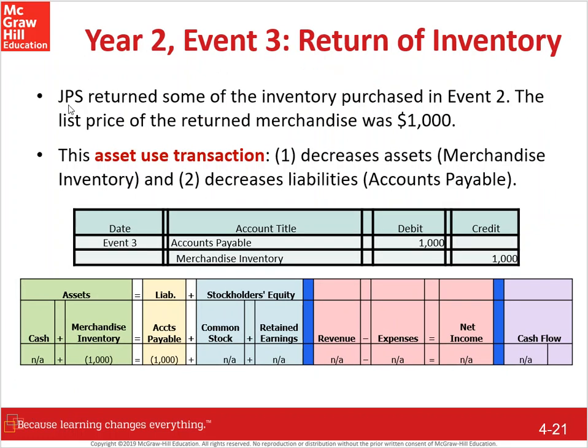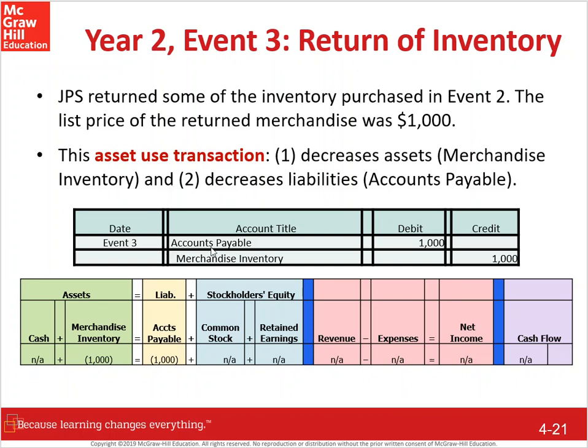So event three, JPS returned some of the inventory purchased in event two. The list price of the returned merchandise was $1,000. So back in event two, we bought $11,000 of inventory on account. And now in event three, we're returning $1,000 of it. So we're going to unbuy the inventory. So we're going to do exactly the opposite.